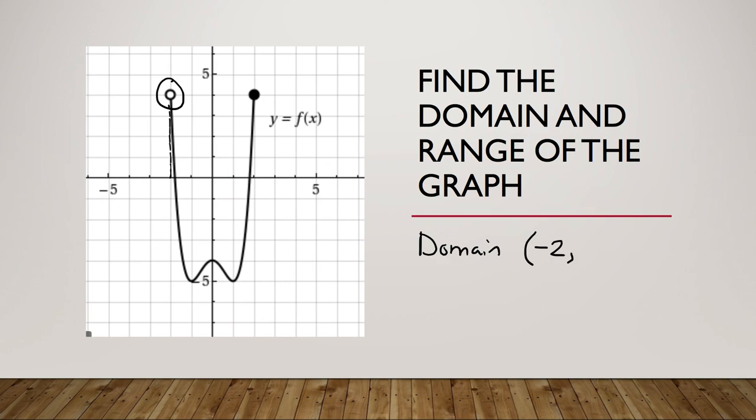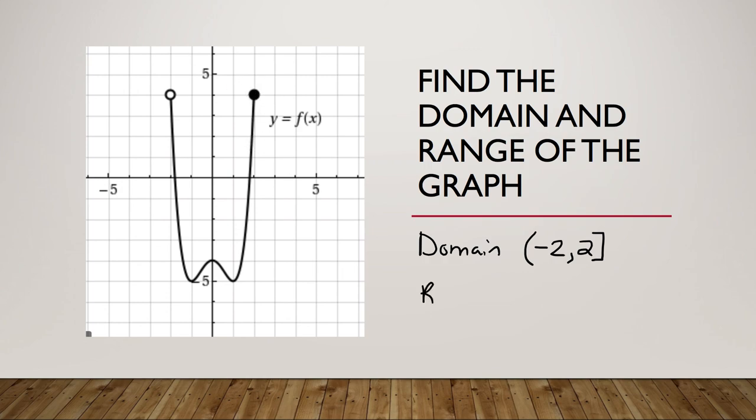Now, how far to the right does the graph go? This is my furthest right point. And where is it? If I drop down, I can see that I'm at +2. Because that has a closed circle, I'm going to use a bracket. That's my domain, left to right.